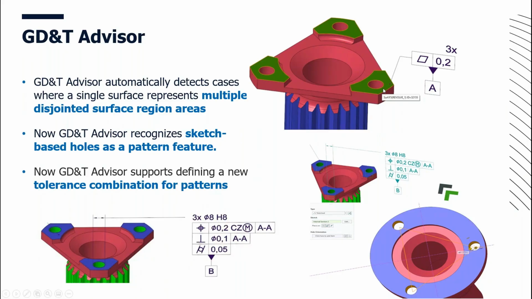If I'm selecting this dimension, you will see that it highlights those three surfaces, which makes more sense than in the past.